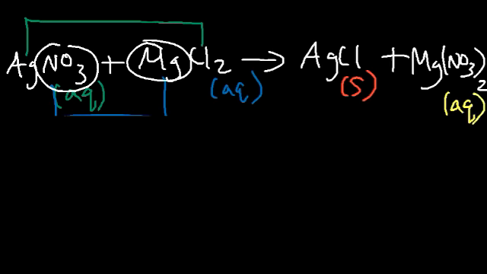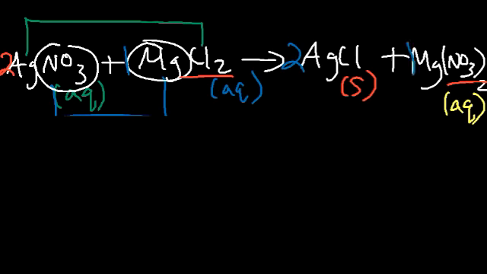So now what we need to do at this point is balance the reaction. We have 2 nitrates on the right side, so we've got to put a 2 in front of AgNO3. And we have 2 chlorines on the left side, so we need a 2 in front of AgCl. And now the reaction is balanced.